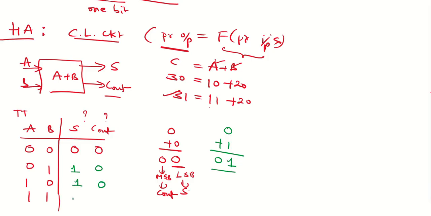When you want to add 1 plus 1, this is a 2, right? Yes, you know, right? So how to represent two values? So 1 plus 1, the sum is 0, the carry is 1. This is the equivalent of the value two in decimal. The same way, the sum becomes 0, carry becomes 1.